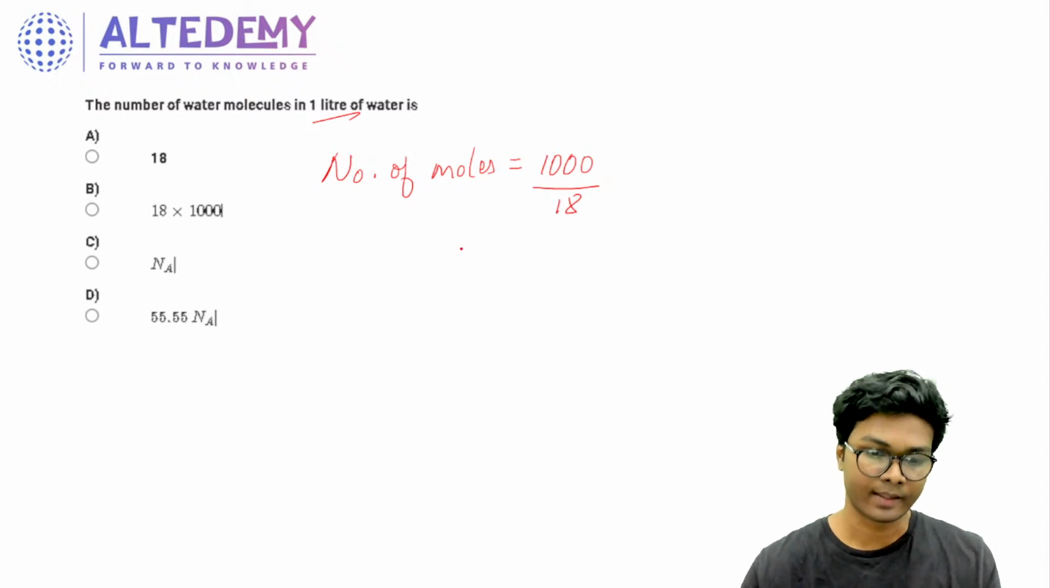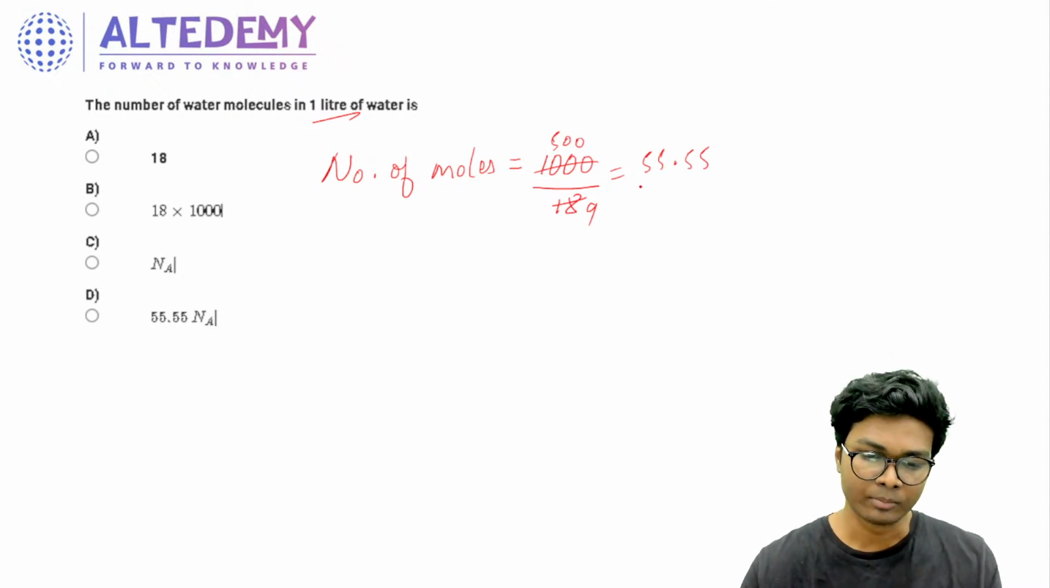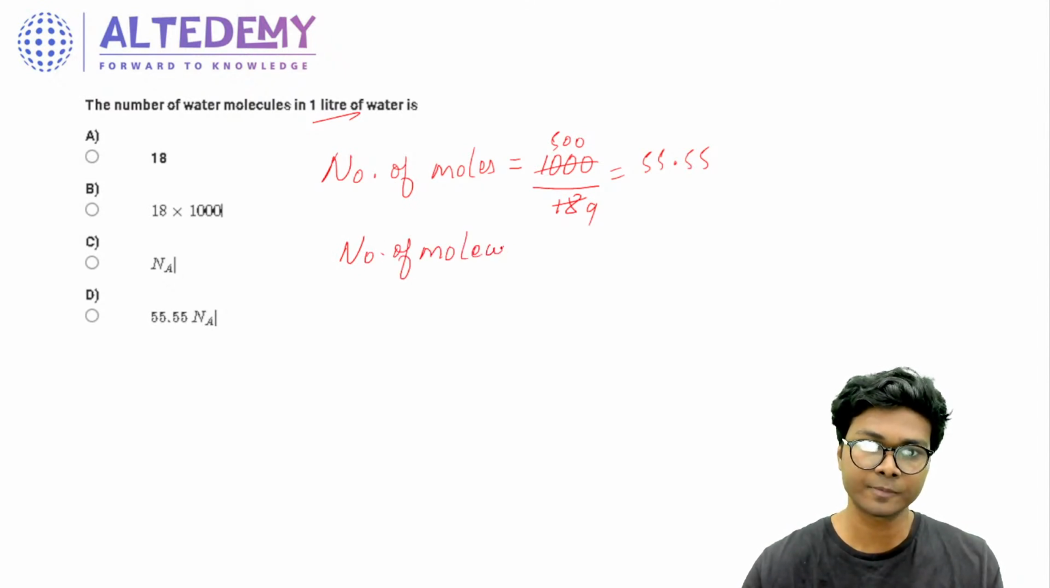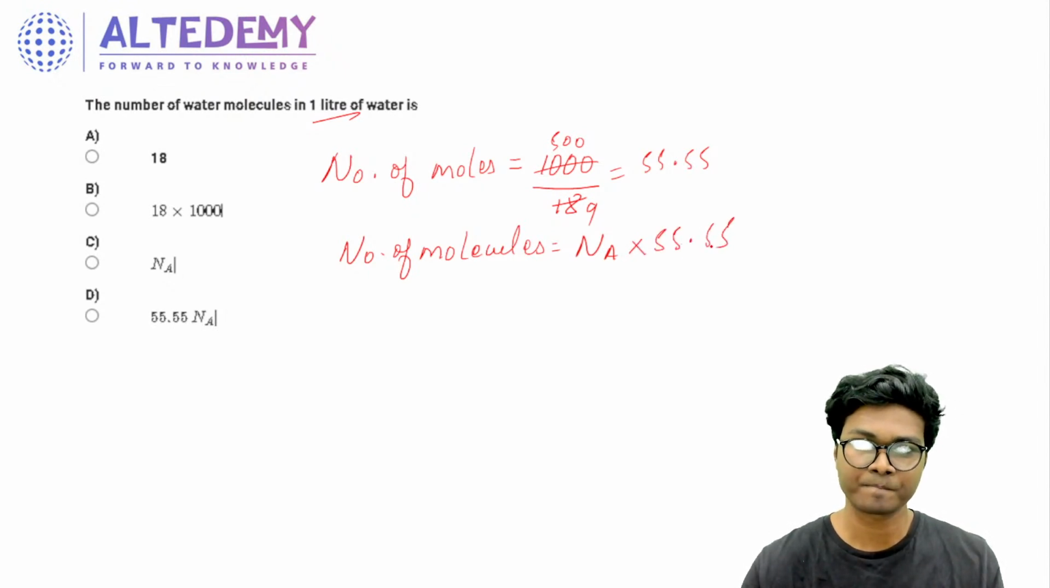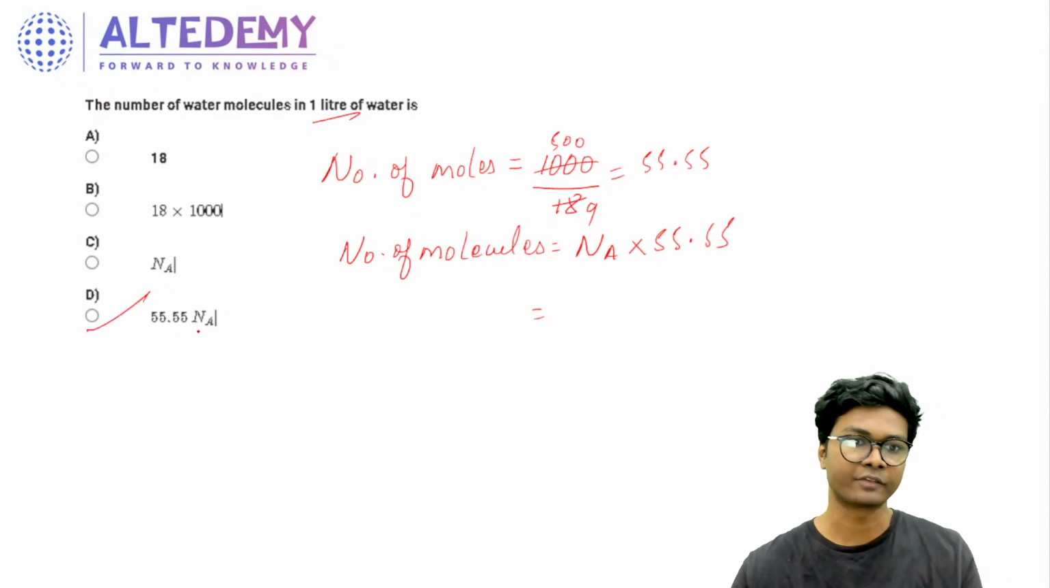We'll get a number, and we divide 1000 by 18, it will come around 55.55 number of moles. So to find the number of molecules we'll have to multiply it with the Avogadro number, Avogadro constant. And then we'll get the answer. The answer is D, 55.55 times Na. Got it?